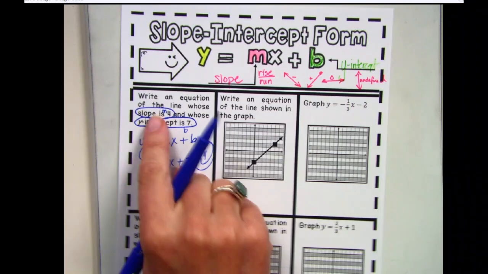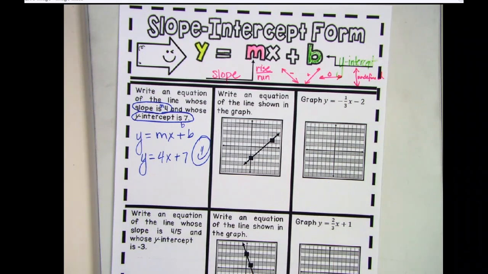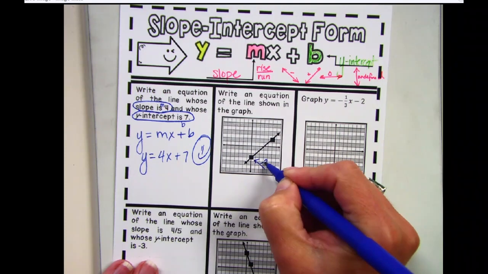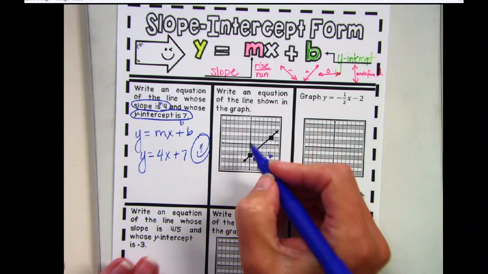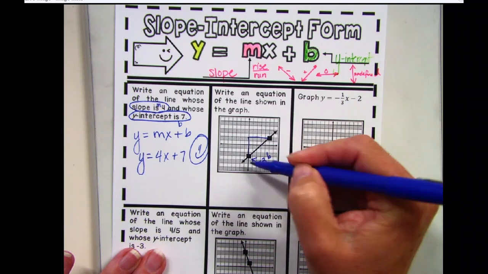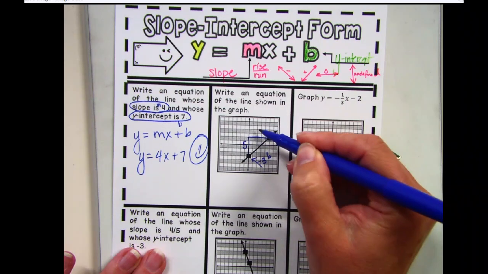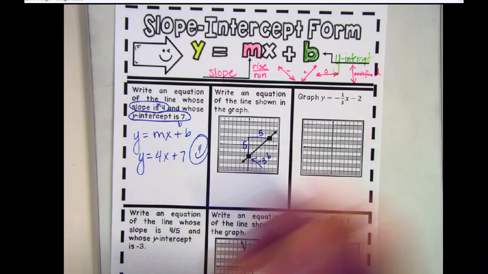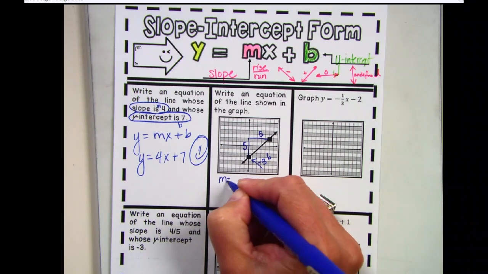Now instead of numbers, it's giving me a picture. Where is it crossing the y-axis? Right there. What value is that? -3. So that's our b. How do we figure out our slope? Rise over run. How many are we going up? 1, 2, 3, 4, 5. How many are we running? 1, 2, 3, 4, 5. All right. So my m is 5 over 5.